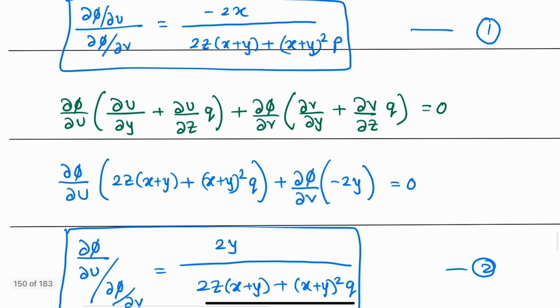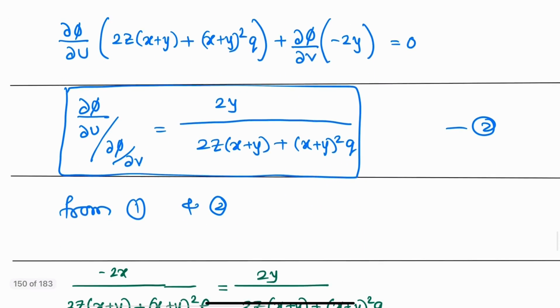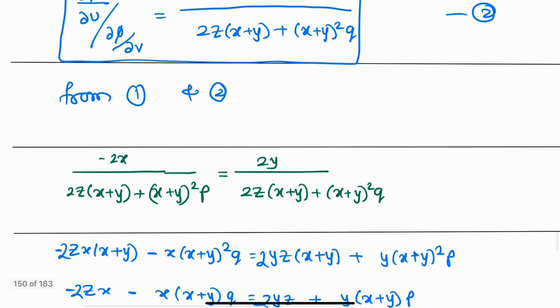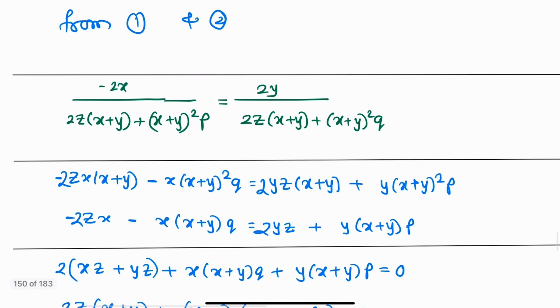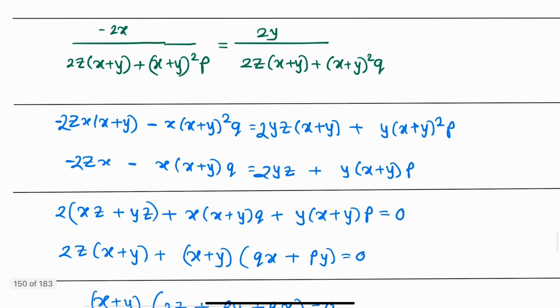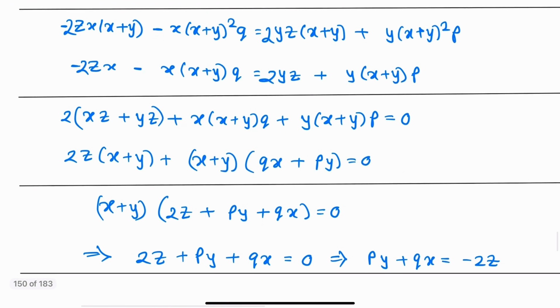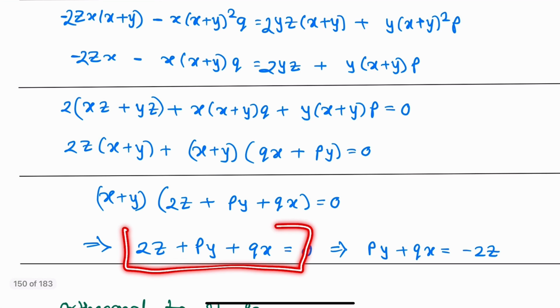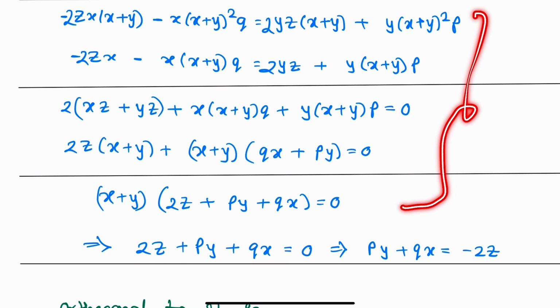Now if we see equation 1 and equation 2, the LHS is the same in both of them. So the RHS has to be the same. So we'll equate both of them. Once we equate, this is what we will get. Then cross multiplying and simplifying, we reach here. This is simple simplification. Just go through it and you will understand.